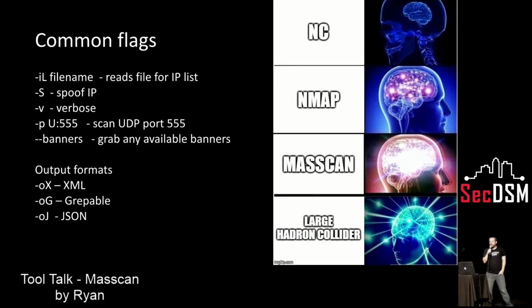-S if you want to spoof your IP address for some nefarious reason. It will also scan UDP, which is quite useful if you've ever tried to scan UDP in Nmap. That can take forever, and so this is relatively quick. You just give it a capital U, a colon, and then whatever ports you want. So you can do the same type of ranges that you would use for TCP.